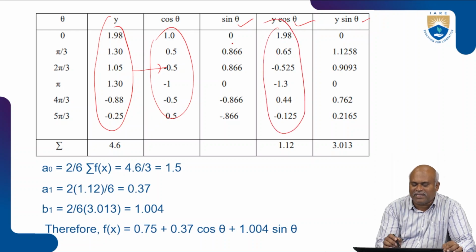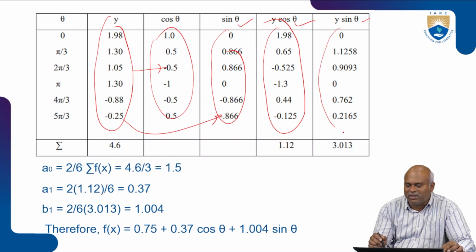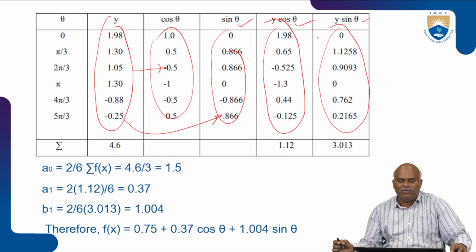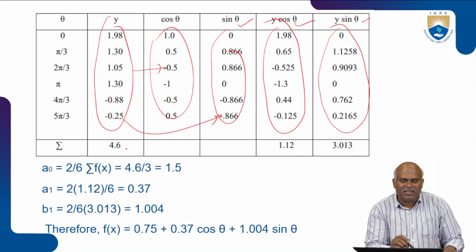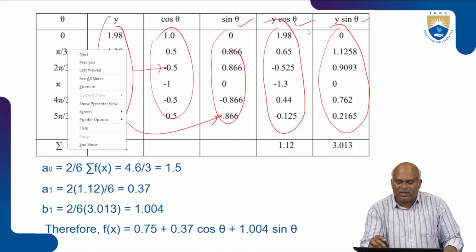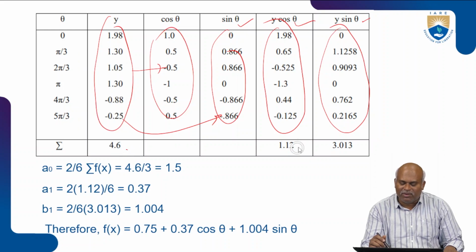Then in the next case, sine and y, you get the values. Okay, now we do the summation. So this y summation is equal to 4.6. Then y cos theta is equal to 1.12. Then y sin theta equal to 3.2.